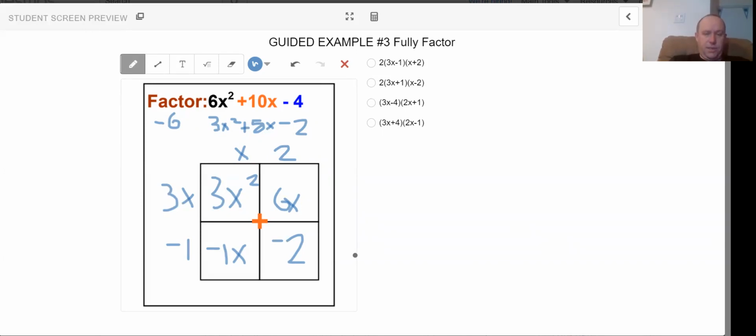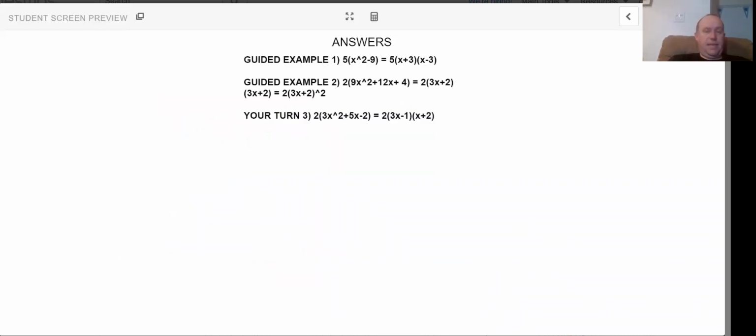So my answer for this question then should be, don't forget the 2 that we divided by at the start, 2 times 3x minus 1 and x plus 2. Oh, actually, there it is. The answer was there. I just missed it at the start. So that question is perfectly good. And that's how we check our questions. There's the answers if you just want to see them all in one go.